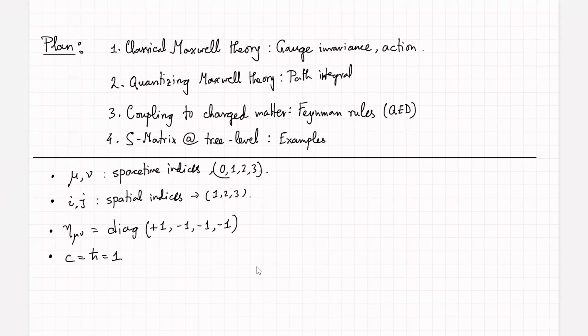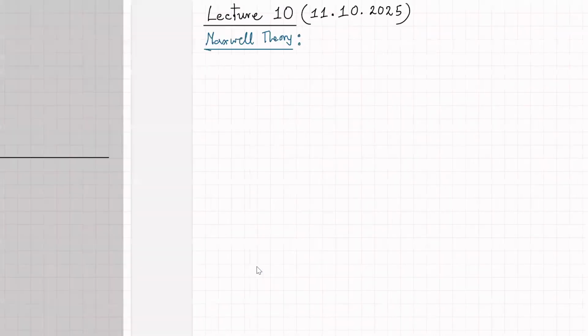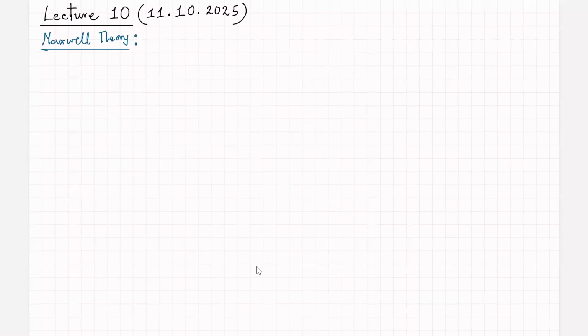A brief word about the notations. The Greek letters are always going to be Lorentz indices, which run over 0, 1, 2, 3. Lowercase English alphabets will be the purely spatial indices, which will run over 1, 2, 3. And the metric, I will use the mostly minus signs. And I think I will always set the speed of light and the reduced Planck constant to 1. Okay. So with that, let us begin with the first lecture.